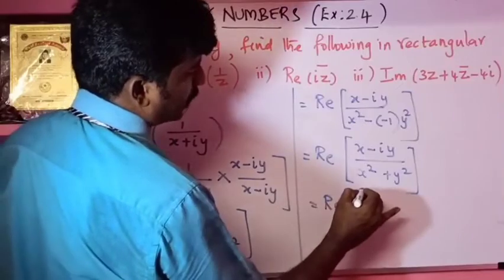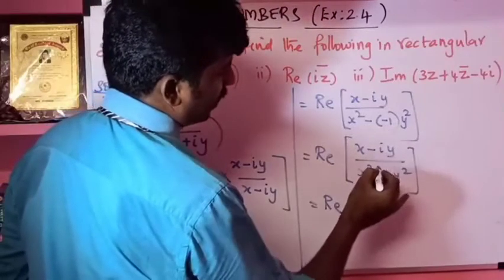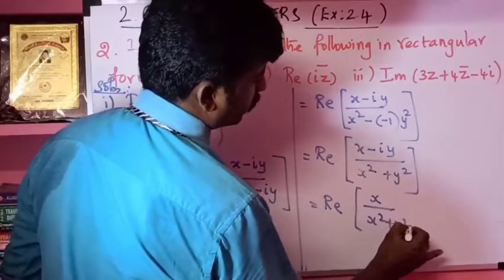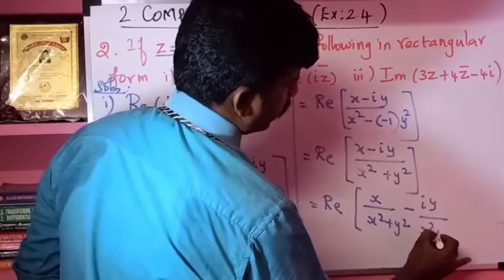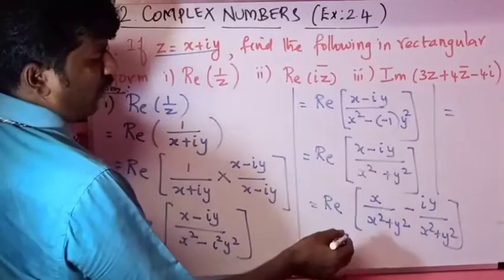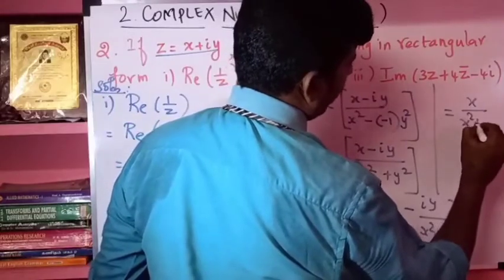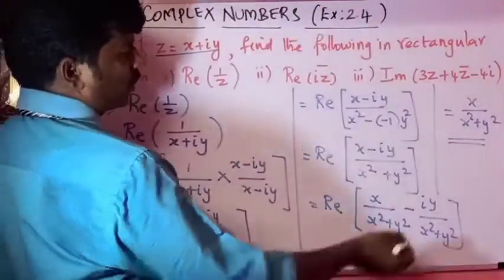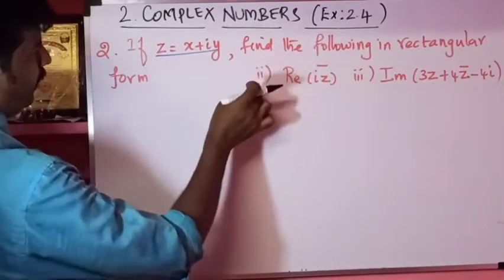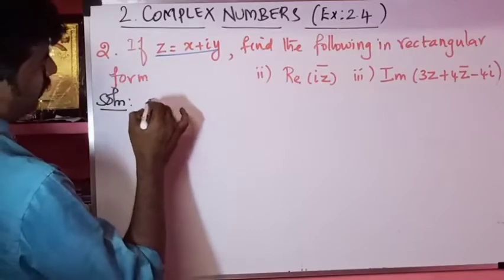Separate the real part and the imaginary part. The denominator is common to both, so write it as x by x square plus y square minus i y by x square plus y square. Now the answer is the real part of this expression. This is the real part, x by x square plus y square, so this is the answer. Got it? Now let's look at the next problem.